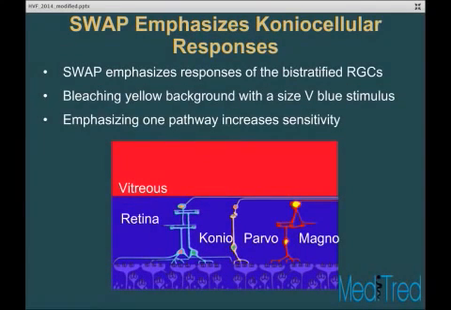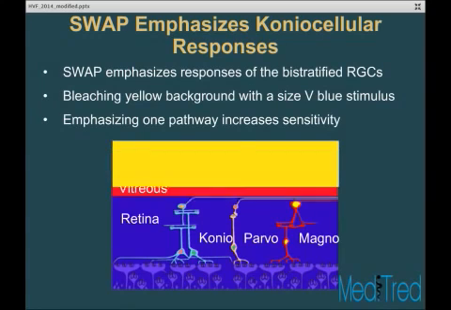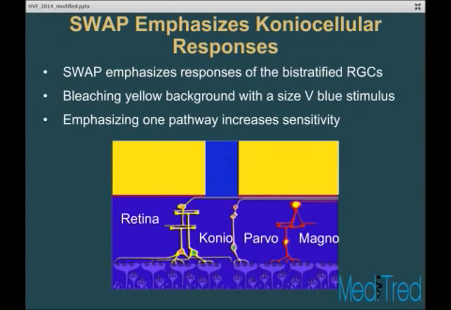So the first selective vision pathway that we'll talk about is the coniocellular pathway, and this is what's tested with SWAP testing, or short wavelength automated perimetry. And it emphasizes the characteristics of those bistratified retinal ganglion cells. It does this by projecting a blue stimulus on a yellow background. By bleaching the retina with this bright yellow light, the red and green cones are fatigued, allowing for that selective activation of the blue cones using a size 5 blue stimulus. Since you're only looking at one of the three vision pathways now, the redundancy of the system is eliminated, so far fewer cells can be lost before a defect is detected, at least compared to standard perimetry.